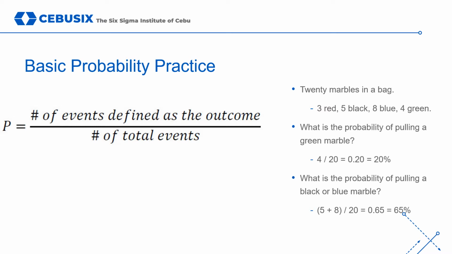If we have 23 marbles in a bag, 3 red, 5 black, 8 blue, and 4 green, what is the probability of pulling out a green marble? That probability is the number of green marbles in the bag, 4, divided by the total number of marbles in the bag, 20, which gives you 20% chance of pulling out a green marble. What is the chance of pulling out a black or blue marble? Well, we would add the number of black and blue together and divide by 20, giving us 65% chance.